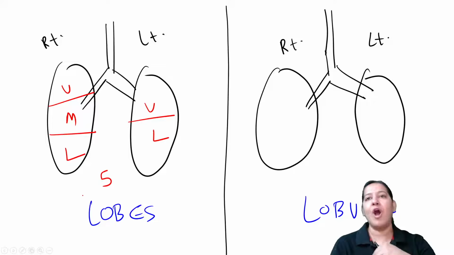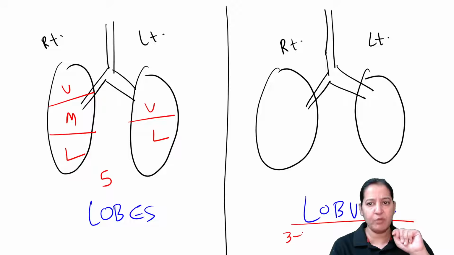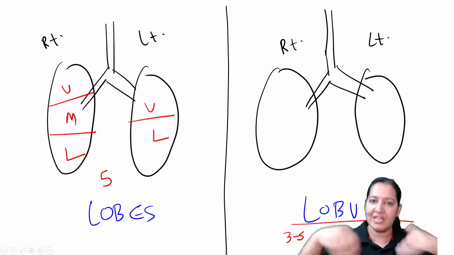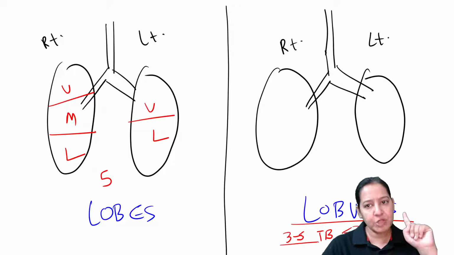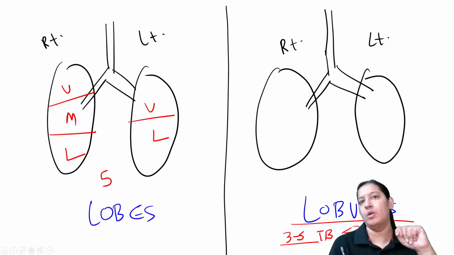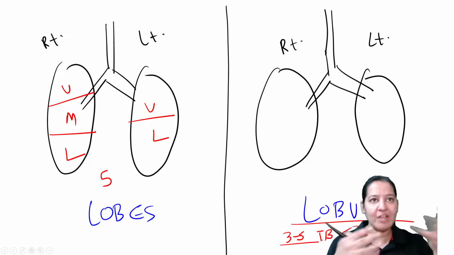What about the lobule? How will you draw the lobule? You will say, ma'am, I know the definition of a lobule, that it is 3 to 5 terminal bronchioles along with all the appendages it has: all the respiratory bronchioles, alveolar ducts, alveolar sacs, all the acini it has. So 3 to 5 terminal bronchioles constitute one lobule. So where is it present in the lung? That is my point, where it is present in the lung.